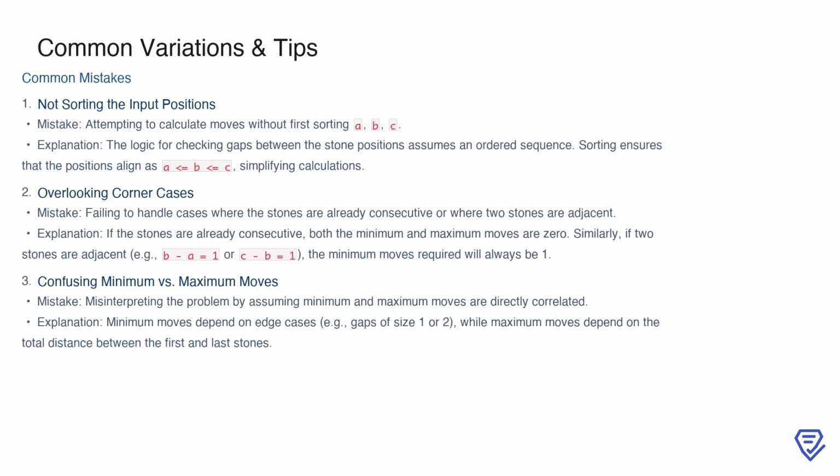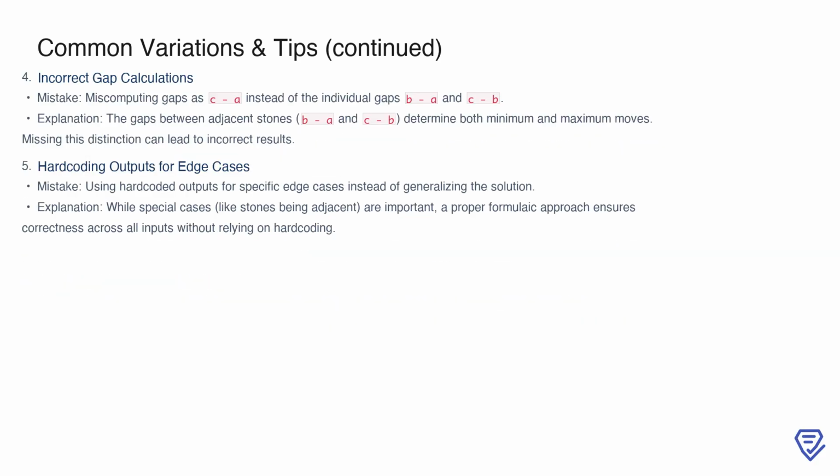Minimum moves are determined by edge cases, such as gaps of size 1 or 2, while maximum moves depend on the total distance between the leftmost and rightmost stones. Misunderstanding this distinction can lead to incorrect calculations. Another error to avoid is calculating the gaps incorrectly. Instead of simply using CA, the correct approach is to compute the individual gaps as BA and CB.